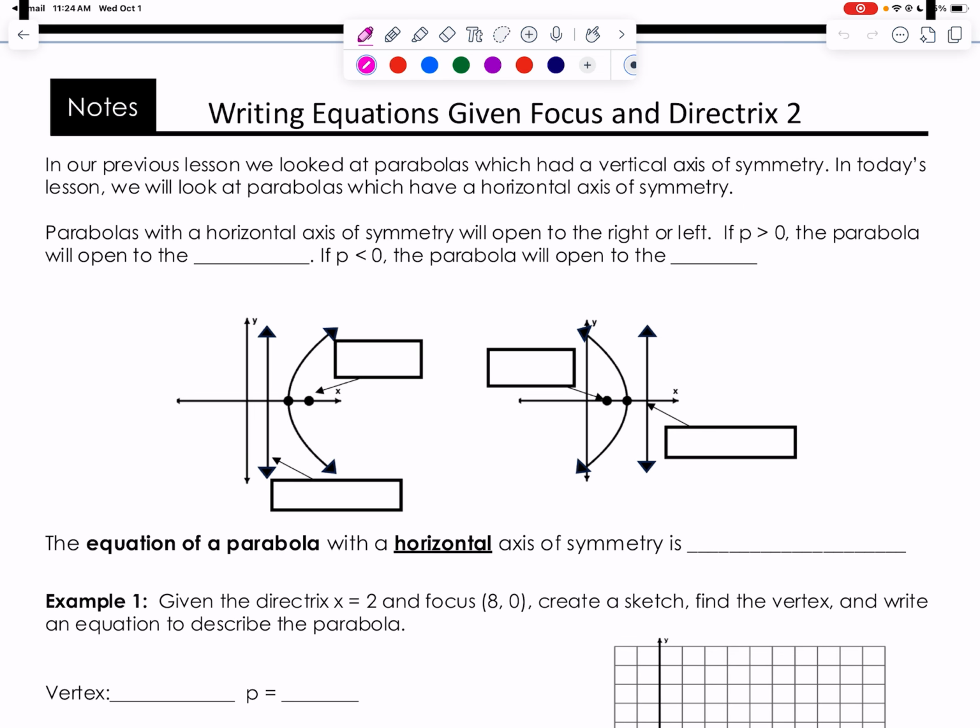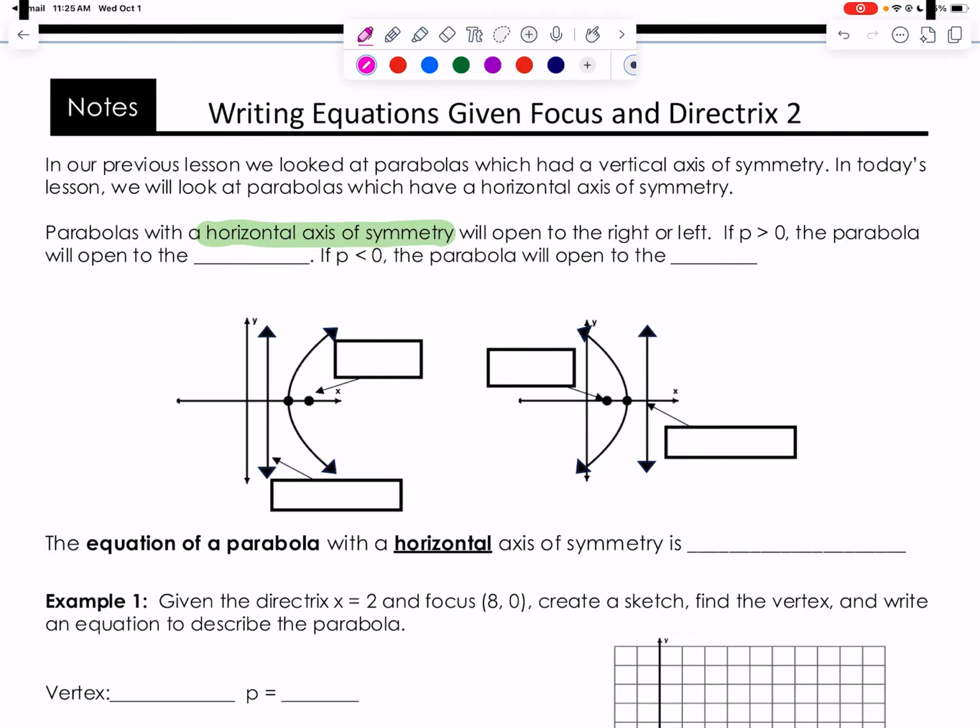In today's lesson, we will be exploring how to write quadratic functions when we're given the focus and directrix, part 2. Now, in our previous lesson, we looked at parabolas which opened either up or down. In today's lesson, we will be looking at parabolas that open to the left or to the right. So parabolas that open to the left or right are said to have a horizontal axis of symmetry.